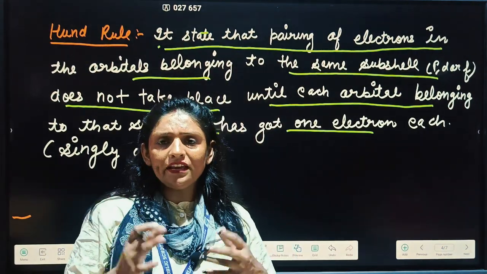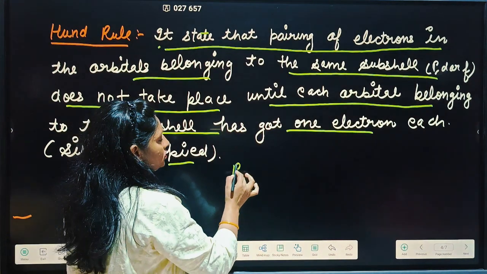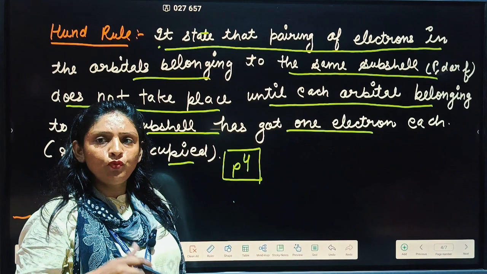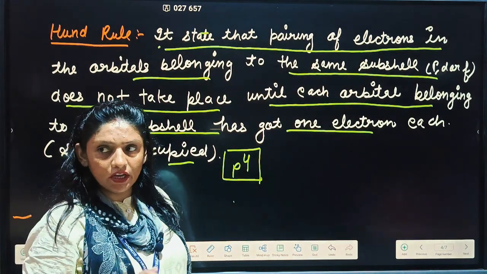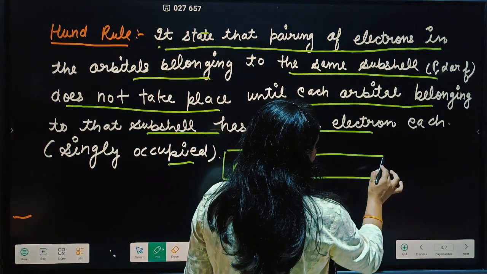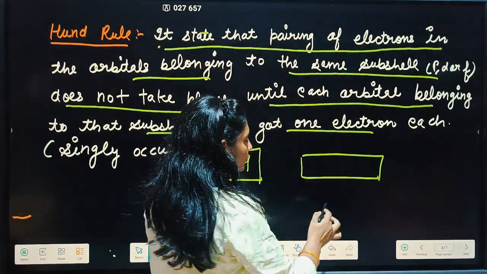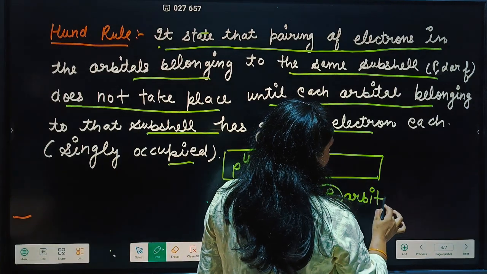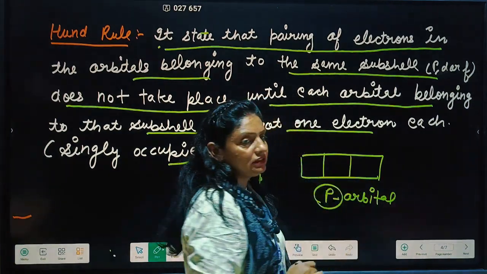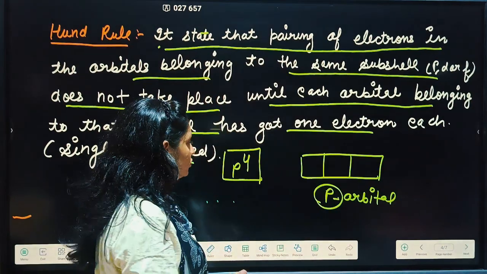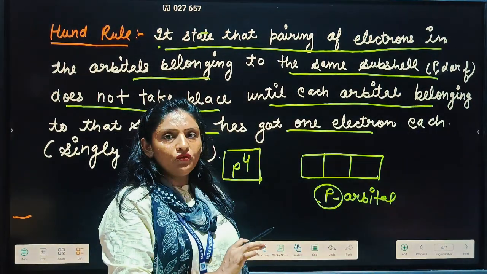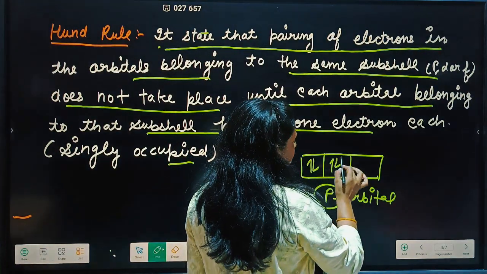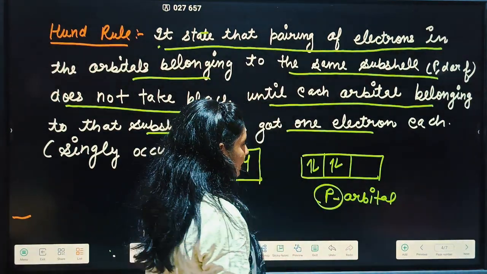Clear or not? Like if we have p4, just try to understand. p4 means we want to fill 4 electrons in the p orbital. You know very well in the p orbital there are 3 orbitals: Px, Py and Pz. We want to fill 4 electrons. One way you can fill is 2 electrons in this one and 2 electrons in this one. And the second way is this.